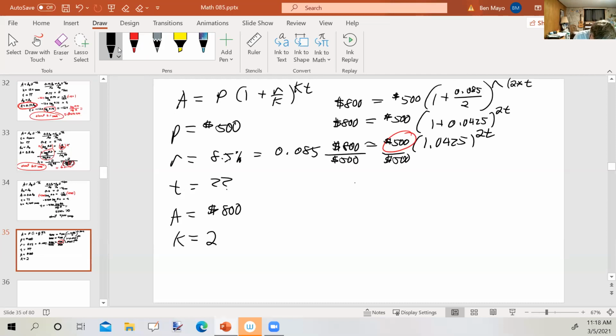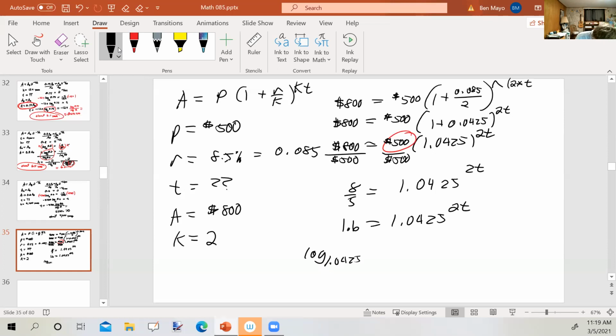That's going to reduce down to what? 8/5 equals 1.0425 to the 2t power. Okay? And you can leave it as 8/5, or it turns out to be exactly, what is it, 1.6. Again, don't round anything off. So now I've got an exponential equation in the form that I can convert it into a logarithmic equation. It's going to be log base 1.0425 of 1.6 equals 2t.